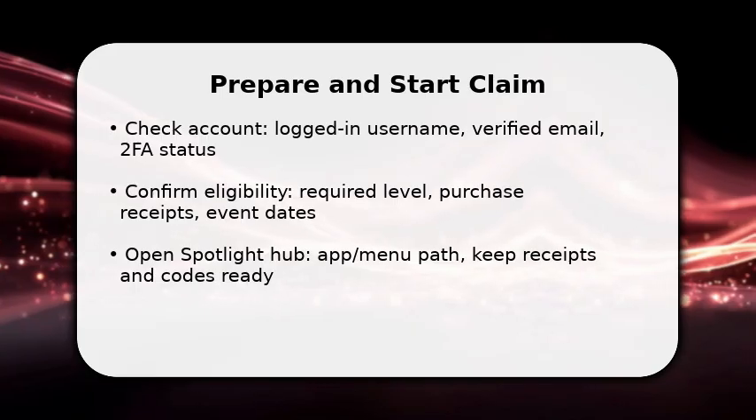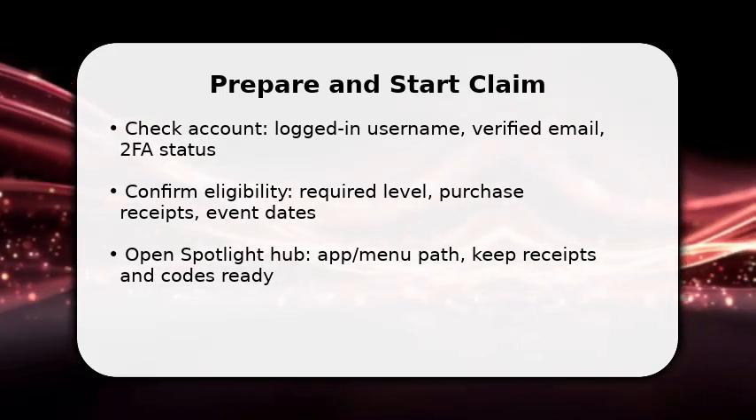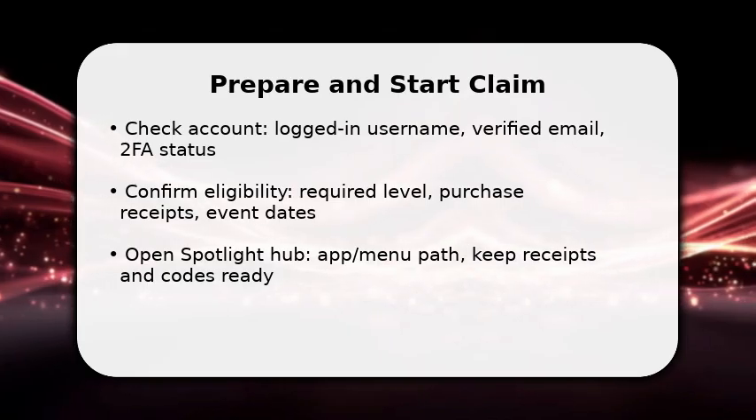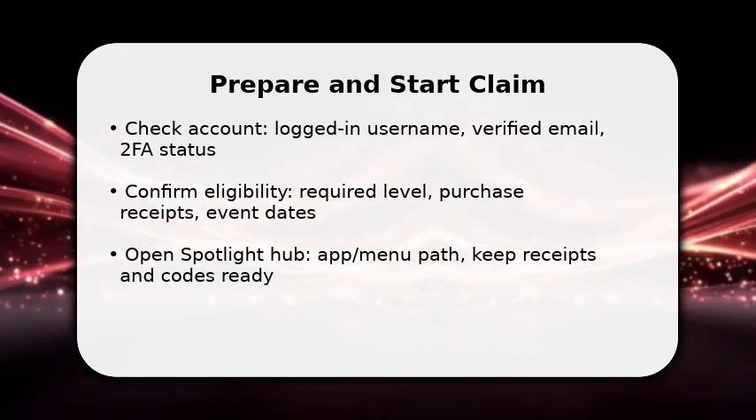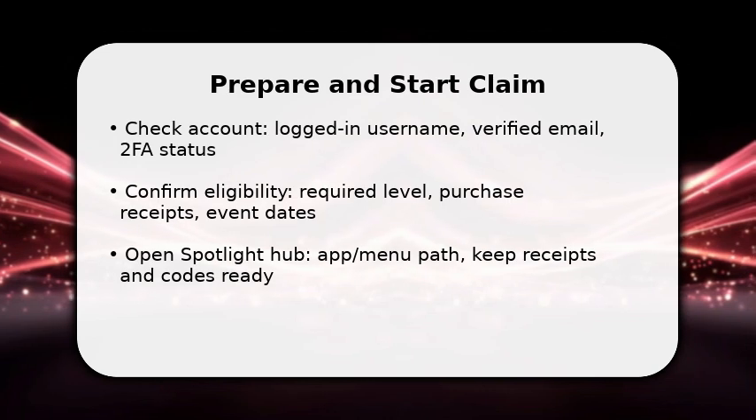Then open the Spotlight Hub inside the app or client and locate the Claim Packs area. Make sure you have receipts, promo codes, or proof of purchase visible. You'll need them for the next steps.